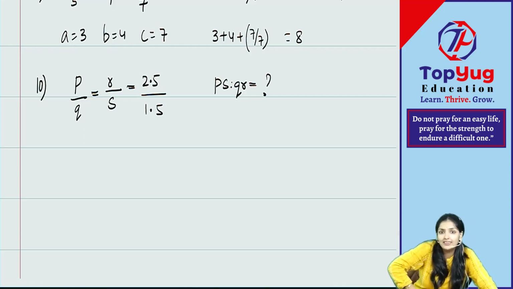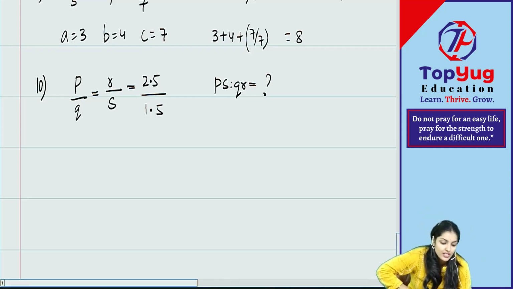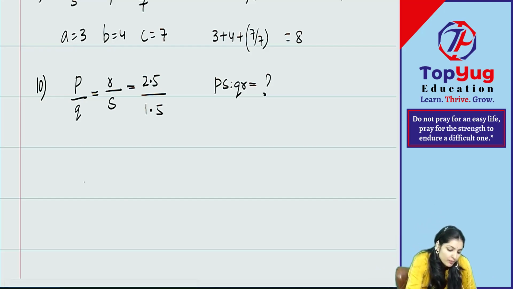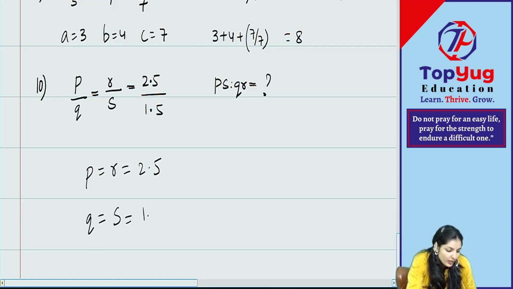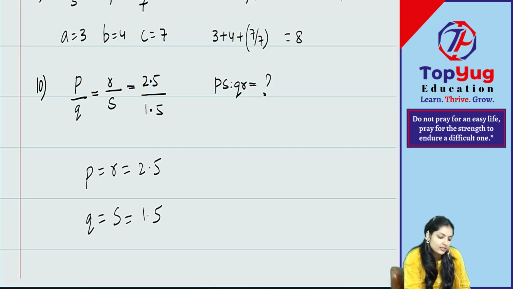Now, shall I start the next? P by Q is equal to R by S, which is equal to 2.5 by 1.5. Means P is equal to R is equal to 2.5, Q is equal to S is equal to 1.5. You people tell me the answer. I got the answer already.